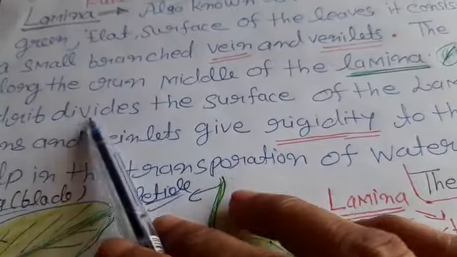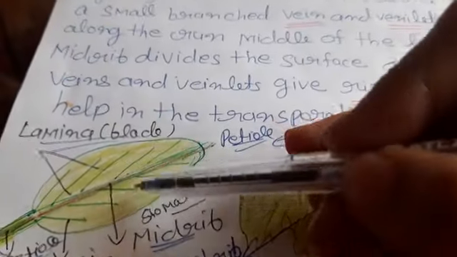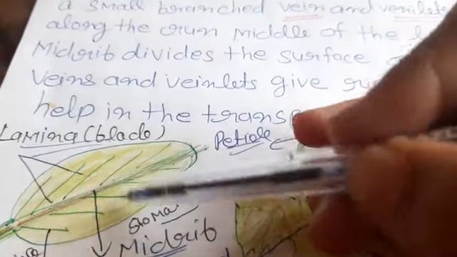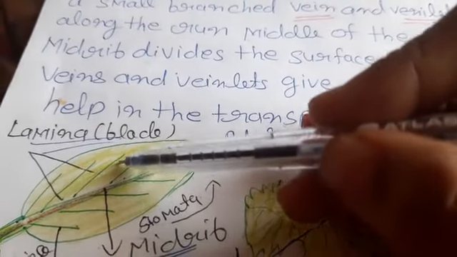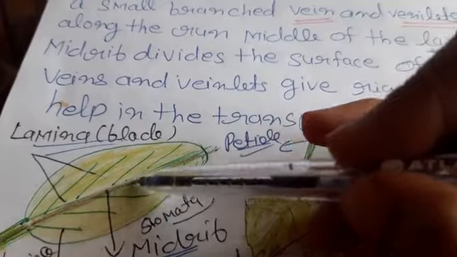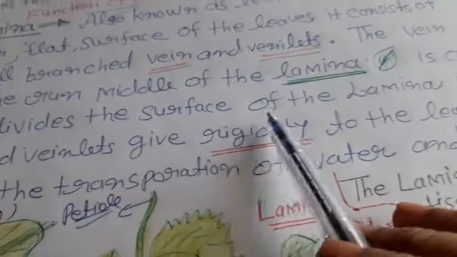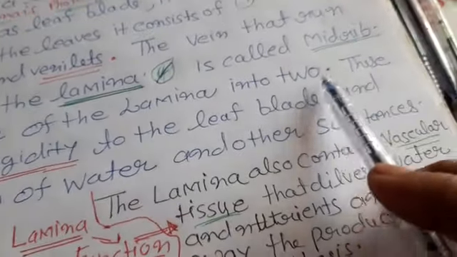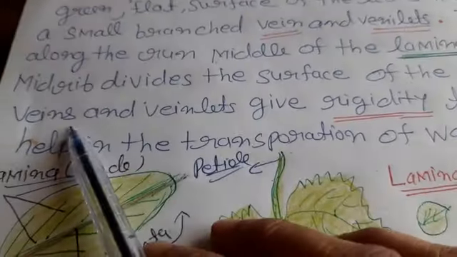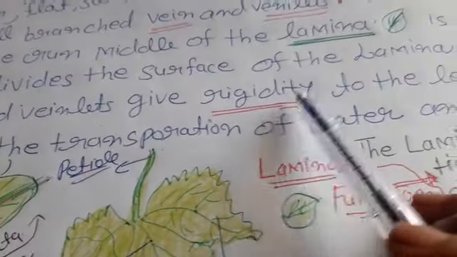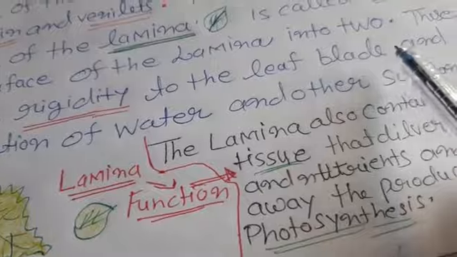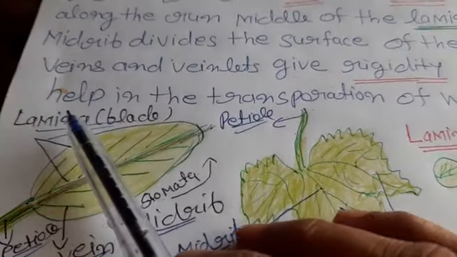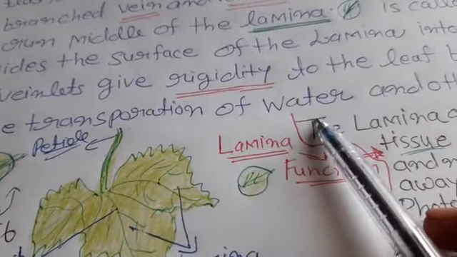So the midrib divides the surface of the lamina into two parts, first and second. These veins or veinlets give rigidity to the leaf blade and help in the transpiration of water and other substances.